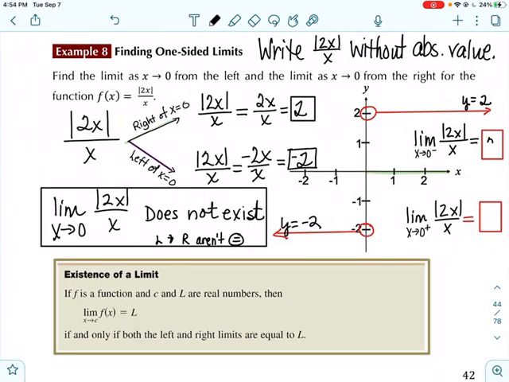So this side is equal to 2. This side is equal to, oh, I'm sorry, I got them backwards. Do I have them backwards? I most certainly do. How did that happen? Let's change that real quick so it's right. So this is on the right-hand side, and this is on the left-hand side. So that's 2, and that's negative 2. Those are not equal, so the limit does not exist.